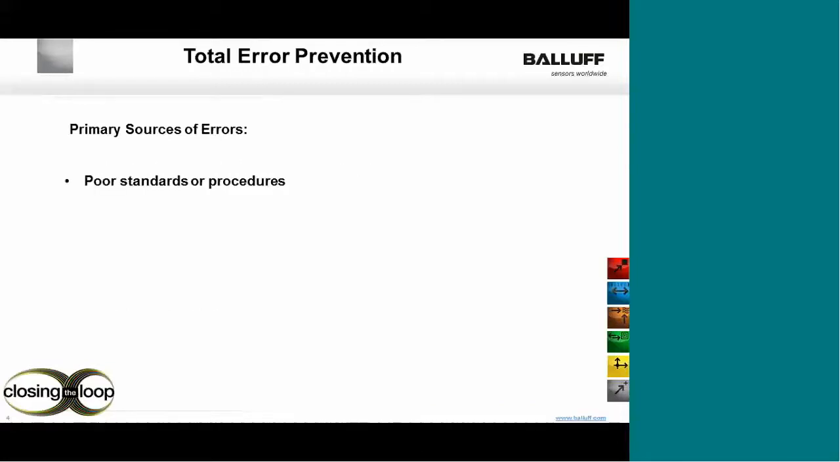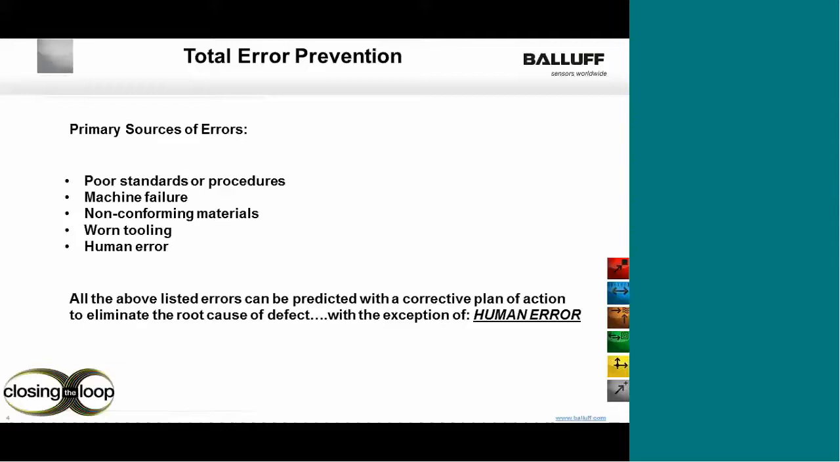So let's look at some of the primary sources of error. The first primary source of error is poor standards or procedures by the customer. It could be as a result of a machine failure. There may be materials that do not conform to the standards of manufacture, which would fail. There may be worn tooling that could produce ongoing failed products. There may be human error that causes the fault to occur.